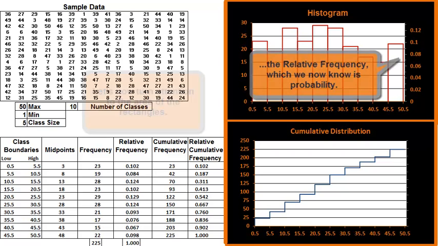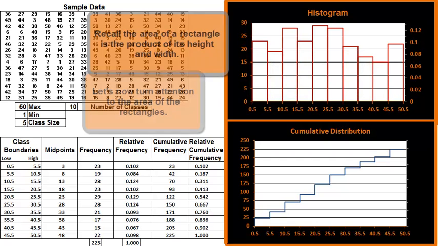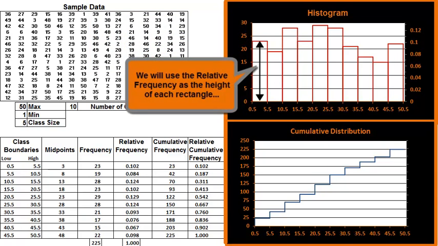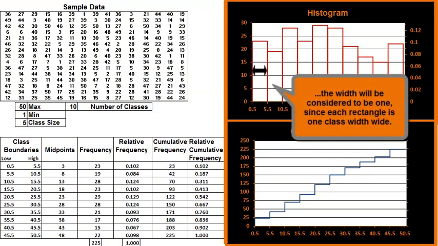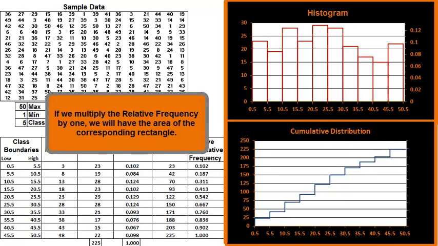Each of the rectangles can represent either the frequency or the relative frequency, which we now know is probability. Let's now turn our attention to the area of the rectangles. Recall, the area of a rectangle is the product of its height and width. We will use the relative frequency as the height of each rectangle. The width will be considered to be 1, since each rectangle is 1 class width wide. If we multiply the relative frequency by 1, we will have the area of the corresponding rectangle.